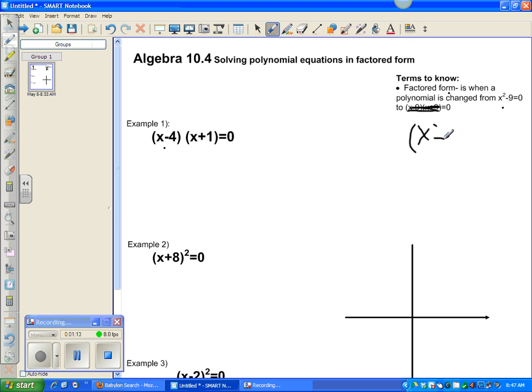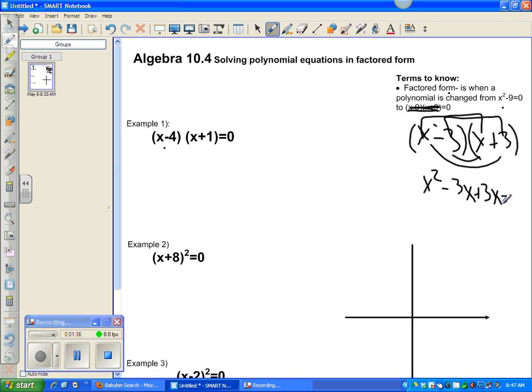and it should be x minus 3 times x plus 3. If you factored this out and multiplied all these things out, x times x is x squared, this times this is negative 3x, and this times x is plus 3x, and this times this is a negative 9. X squared minus 9 is my original answer, which is right here. So the factored form in this is x minus 3 times x plus 3. And I'll show you how to do that in the next section.